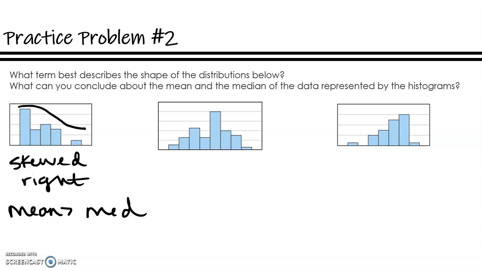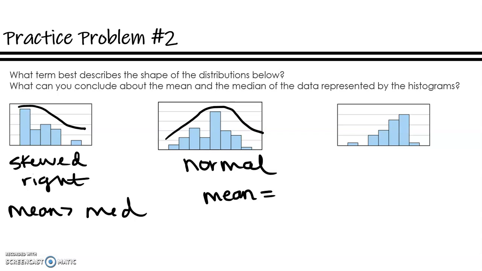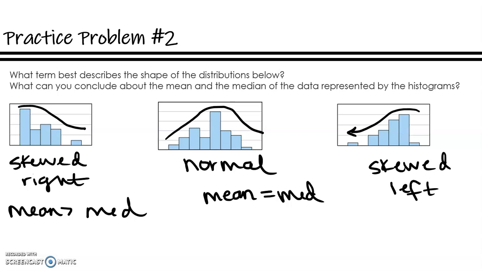This one, I know it kind of looks a little odd, but it goes down on each end, and the middle is the highest point. So this is your normal. Remember, that means that the mean equals the median. This one, it drags down to the left, skewed left. And remember, that means that the mean is less than the median. The median's greater when it's skewed to the left.